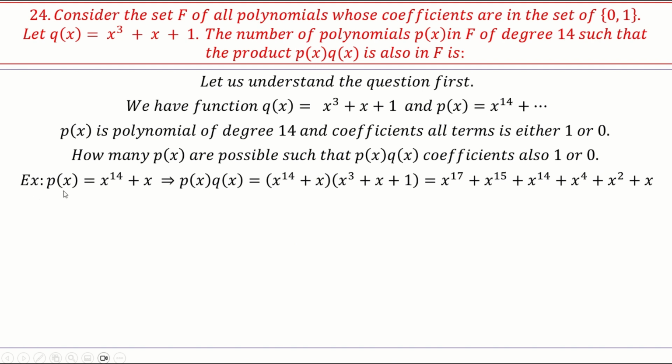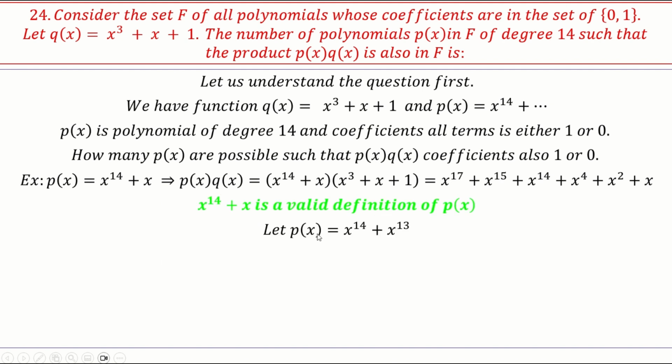Example, if I take P(x) equal to x power 14 plus 1 plus x, P(x) into Q(x) will become this. If I expand it, x power 17 plus x power 15 plus x power 14 plus x power 4 plus x power 2 plus x. This definitely has each coefficient only 1, and some are missing, which is 0. So it belongs to F, which means this is a valid P(x).